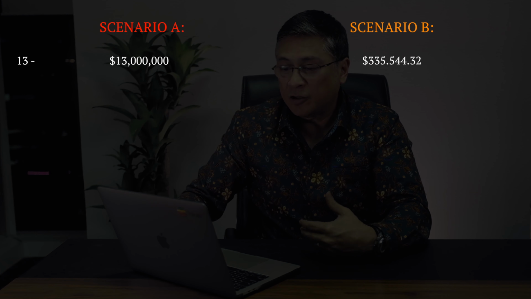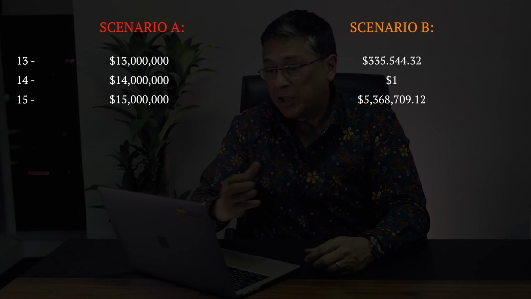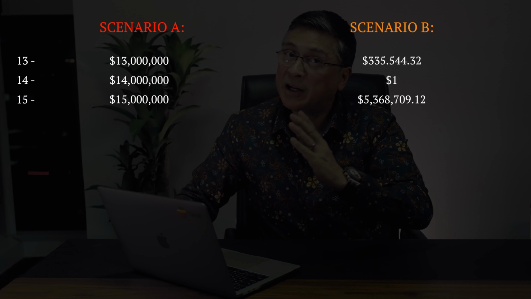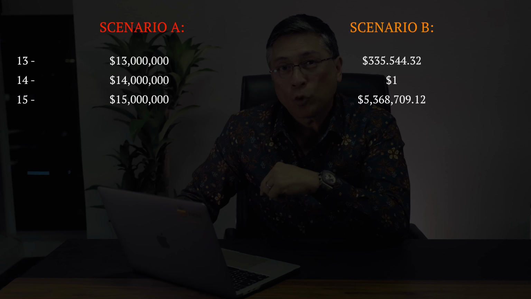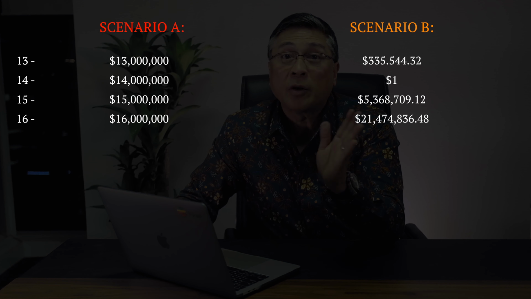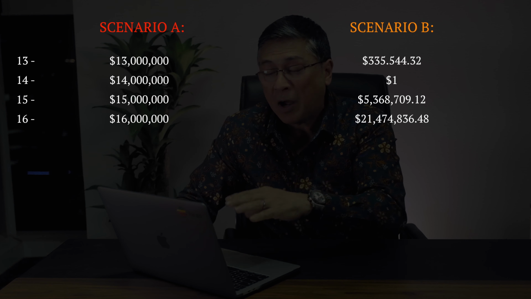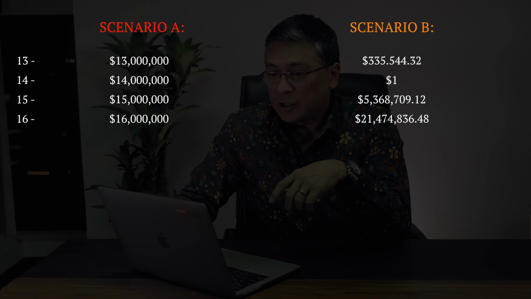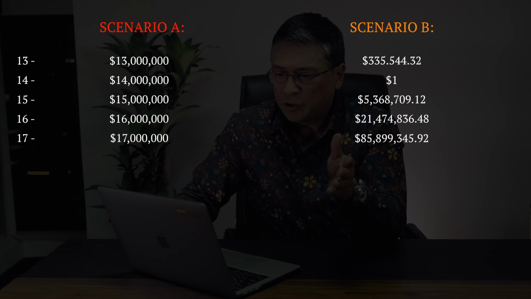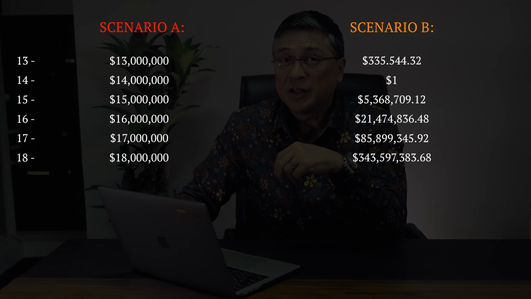And as you go down the line again, on the 14th year, on the 15th year, you'll see $15 million in scenario A, and scenario B is 5.3 plus million. So it's getting sizable, but it's still not 15 million. But now look what happens on the 16th year. You have 16 million here. Now you have 21 million plus in scenario B. Why? Because you've doubled. You're now using the power of multiplication. Go to 17 million here, 85 million plus over here. On the 18th year, you now have 18 million here, 343 million in scenario B.